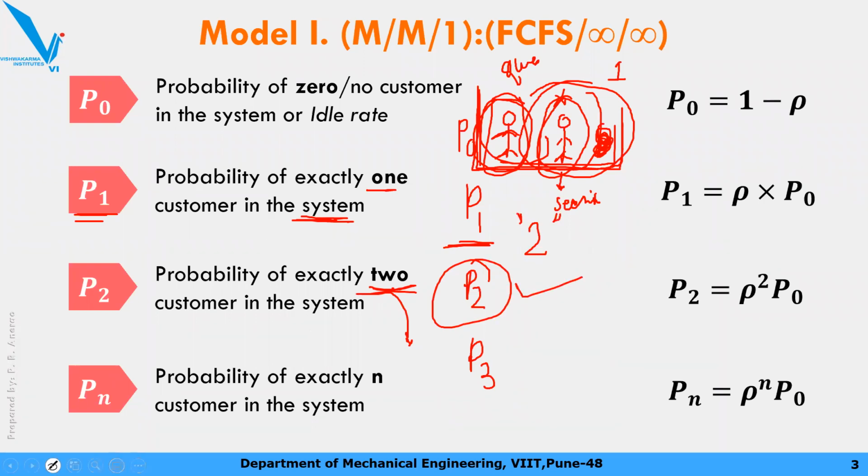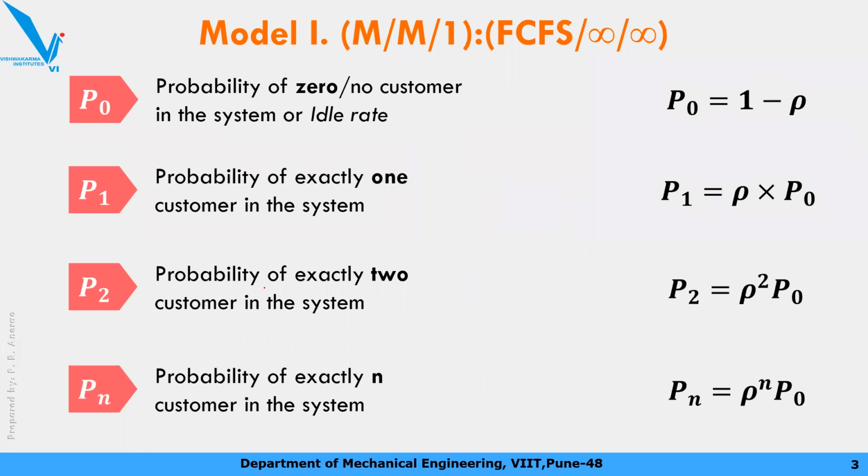Many times students, what do they do? They just calculate P1, one person in the queue, so they calculate P1. But that is wrong. It should be P2. Okay, so I hope you understood the concept here. Formulas are same: rho into P0, rho square into P0, rho raised to n P0. So please take the screenshot of this slide. Keep it ready for your reference when you solve the numerical.